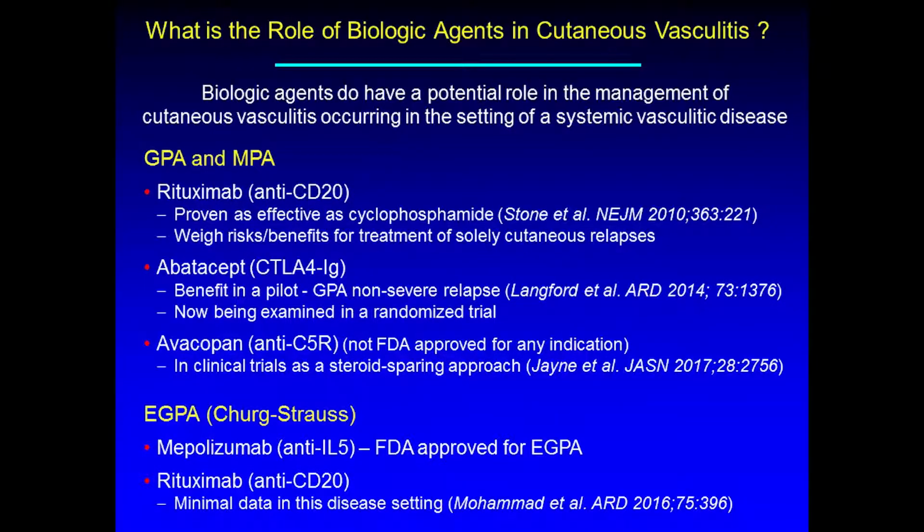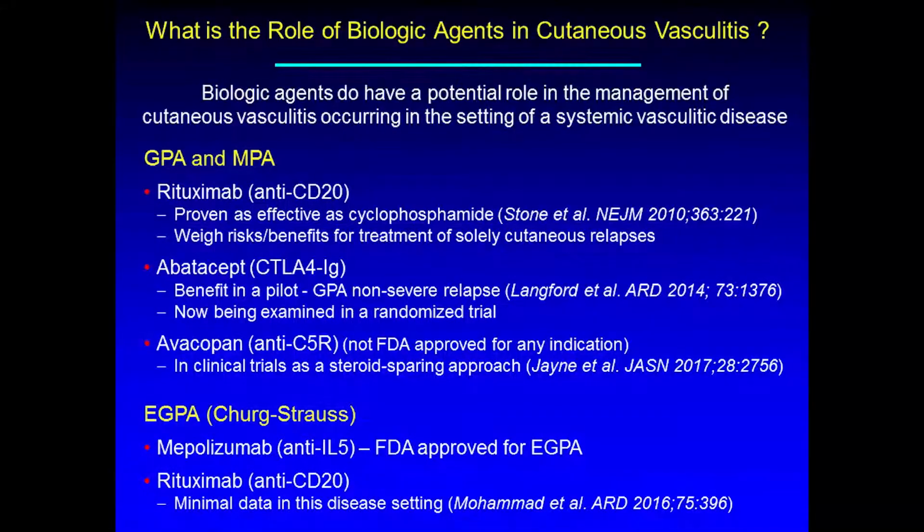In this setting, again, we would weigh the risks and benefits of using rituximab if this was solely for cutaneous relapses. But very frequently it's accompanied by other features that would justify its use. Abatacept, or CTLA-4 Ig, has been shown to be of benefit in a 20-person open-label pilot study in patients who had non-severe relapsing GPA, which cutaneous disease would fit into.